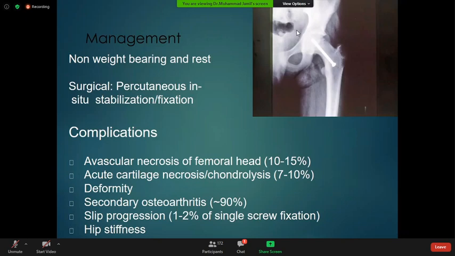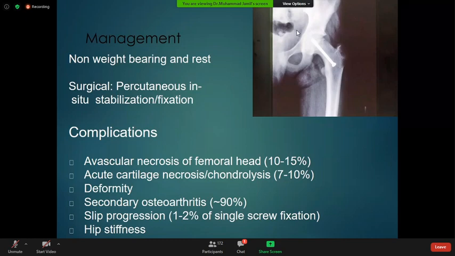Why do we not do complete relocation? Because complete relocation can cause avascular necrosis of the femur, which is a complication of the surgery. When the femoral epiphysis slips, the vessels can be affected, so it can result in avascular necrosis of the femoral head. Another complication is acute cartilage necrosis, that is called chondrolysis. Another is deformity.